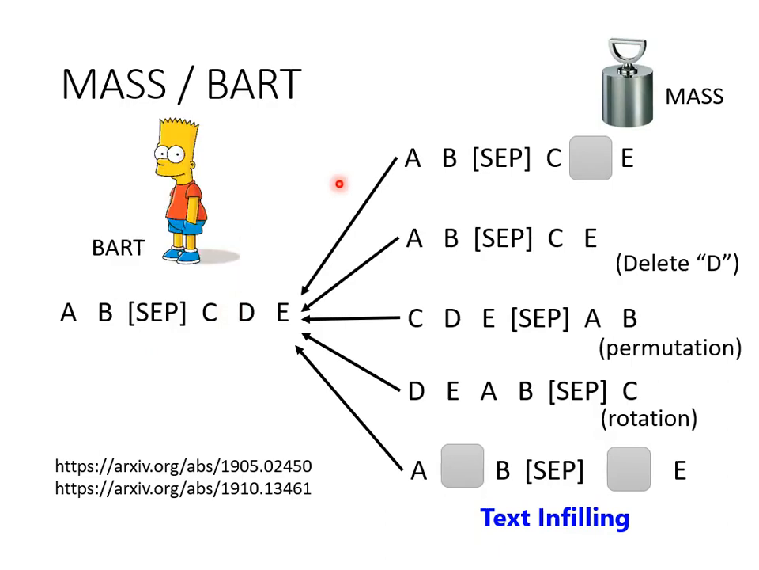There is a paper called BART. It just uses all of these methods. It found that it is better to use all possible methods, and it can be better than MASS. I want to ask a question: why is it not a character from Sesame Street?